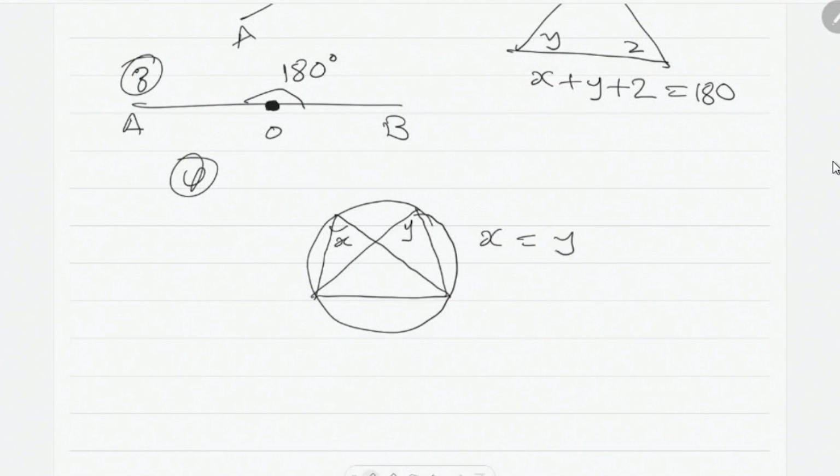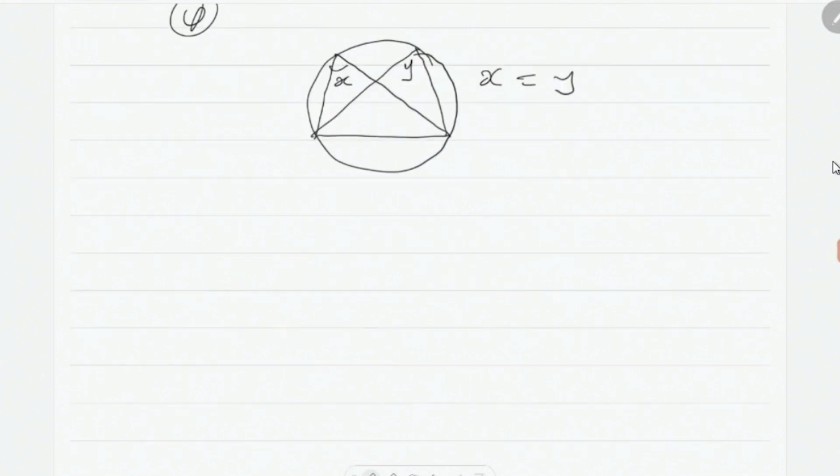So you need to know that property. And maybe the last property I would love to talk about is that the angle at the center is twice the angle at the circumference.